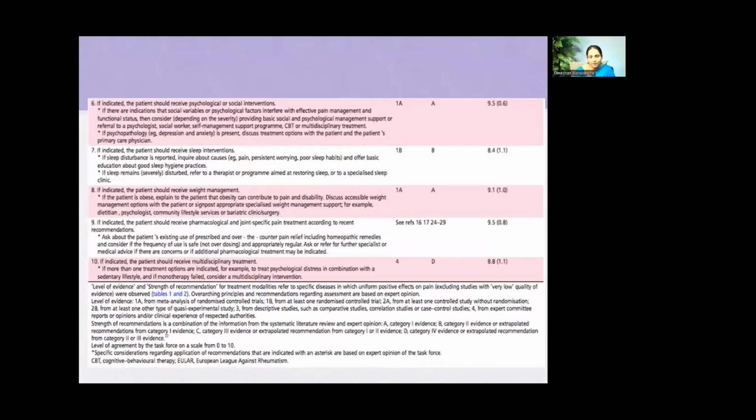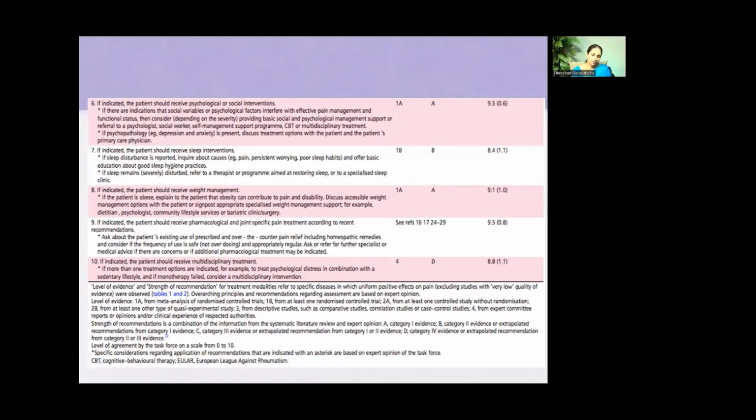Number 6, if indicated, the patient should receive psychological or social interventions. This again is highly recommended. Next, the patient should receive sleep interventions. Again, somewhat lower than the previous 1A ones, but again it is recommended. If indicated, the patient should receive weight management. And the last one is, if indicated, the patient should receive pharmacological and joint-specific pain treatment according to the recent recommendations.